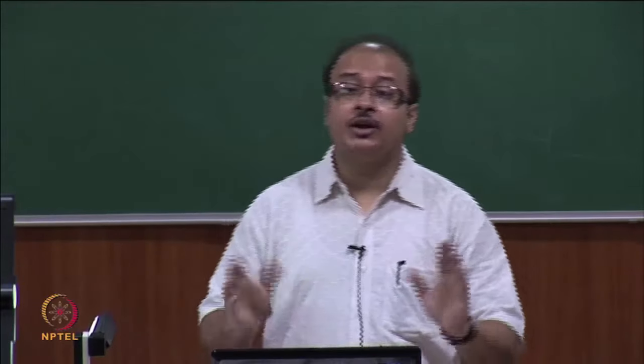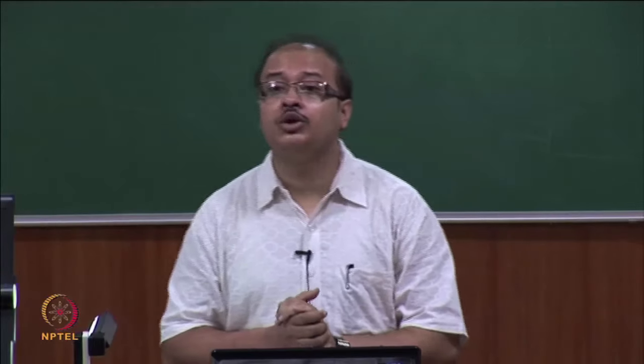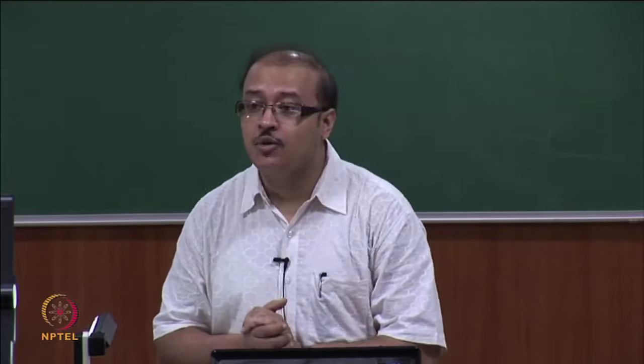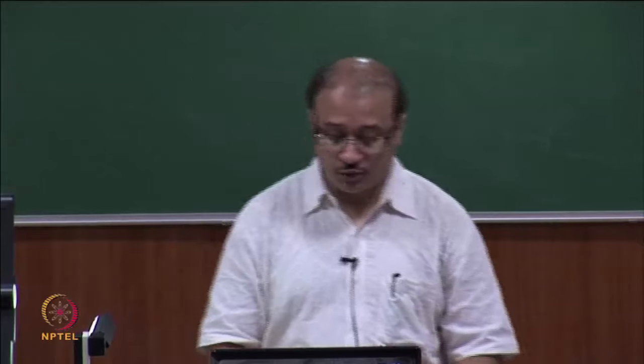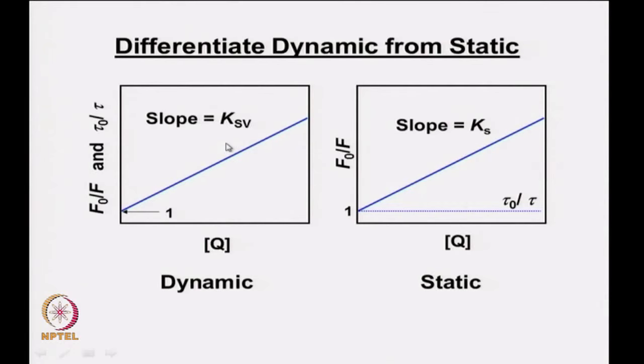So, if you would be getting straight line plots, how would you differentiate, or how would you try to answer the question whether it is dynamic or static? What you would do is, to see if it is dynamic, you have to plot tau 0 by tau, that means you have to do lifetime measurements. That is one of the easiest ways of doing it. If the lifetime measurement, that is tau 0 by tau, follows F0 by F, just like your first panel or left hand panel, then you know it is a case of collisional quenching or dynamic quenching.